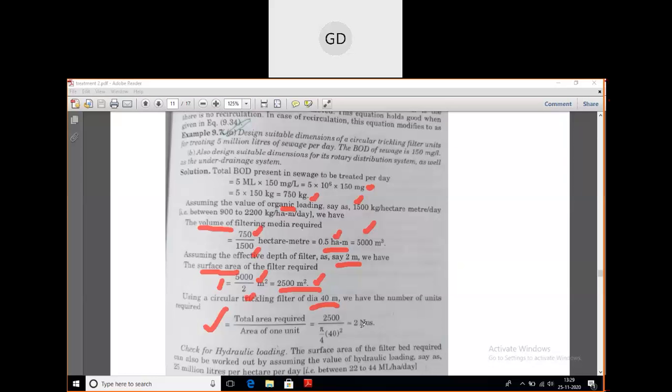So it will come to be about two numbers. Okay, so two numbers of filter units you are using. You got two units of filter. Now you have to check for the hydraulic loading. We have done the organic loading part, so now you have to find out the hydraulic loading.